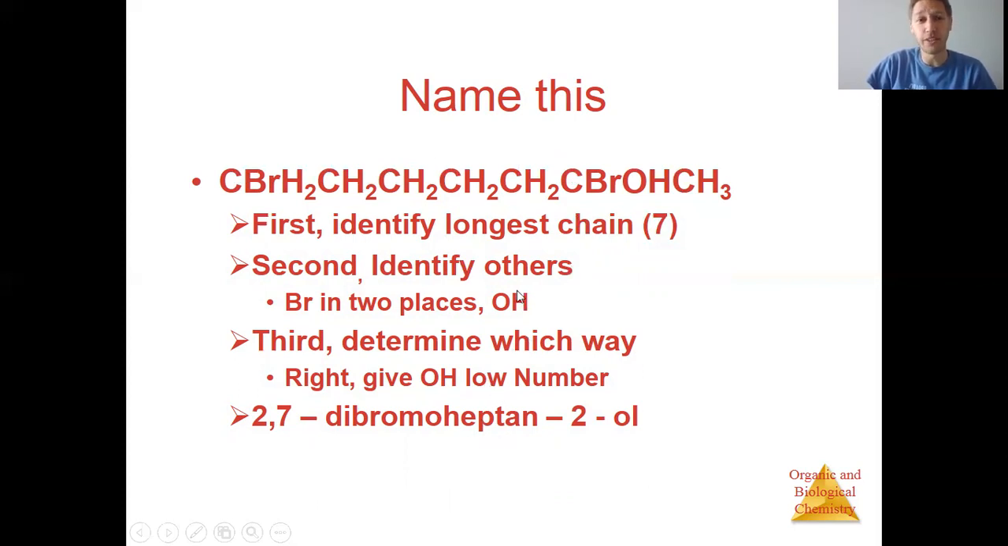Now let's find what else is on there. We see we have bromine in 2 places. We have a bromine here, a bromine there. We also have an OH. Now we have to figure out how to name this thing.